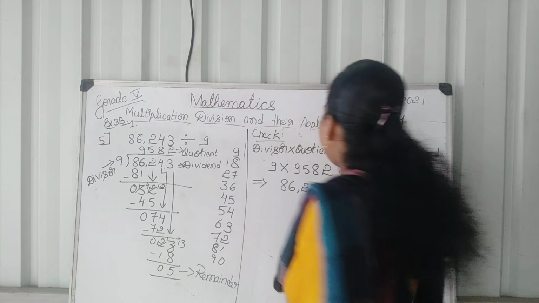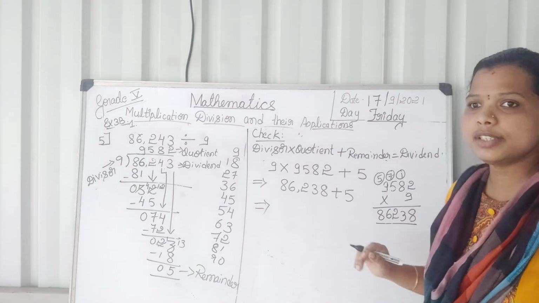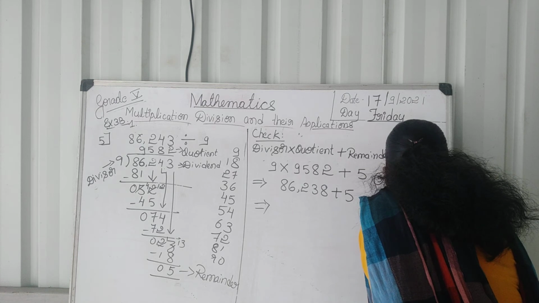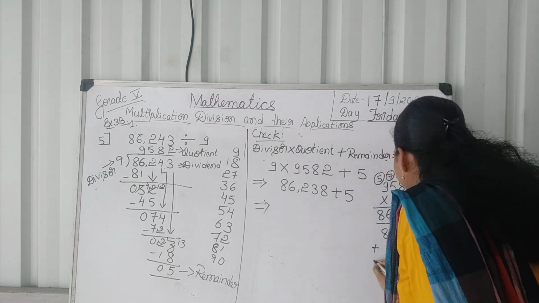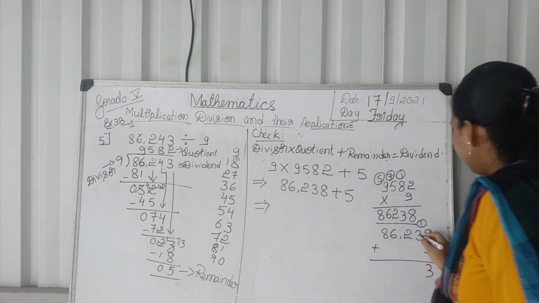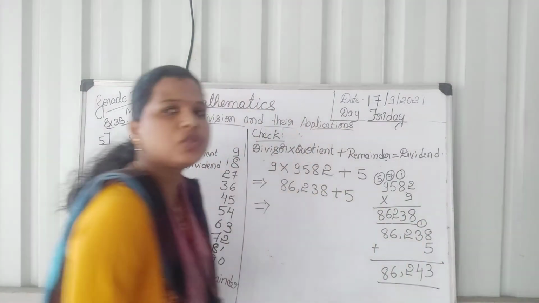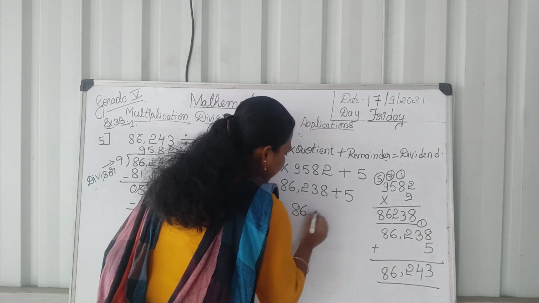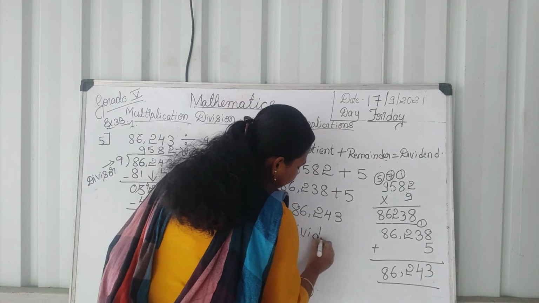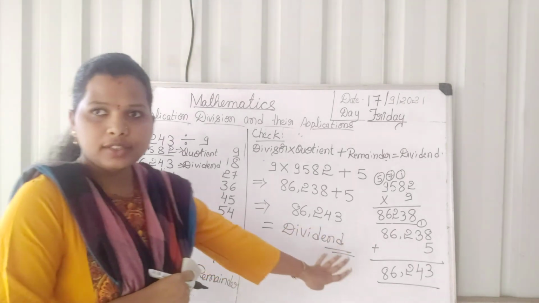Write down 86,238 plus 5. Now add this product with the what? Remainder. Your remainder is how much? 5. 86,238 plus 5. 8 plus 5, 13. Carry 1. 3 plus 1, 4. This is 2, 6, 8. This is 86,243. 86,243, which is equal to what? Dividend.